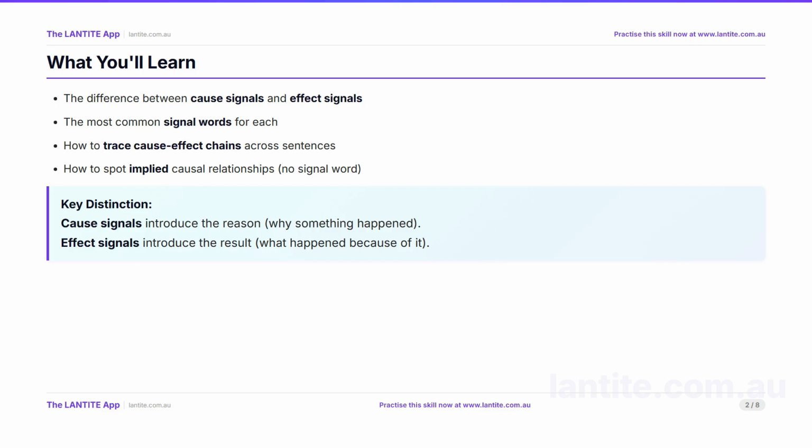Here's what we will cover. First, the difference between cause signals and effect signals. Then, the most common signal words for each category, the ones you will see again and again. We will practice tracing cause-effect chains across multiple sentences. And finally, how to spot implied causal relationships where there is no signal word at all. The key distinction to remember is this. Cause signals introduce the reason, the why. Effect signals introduce the result, the what happened next.